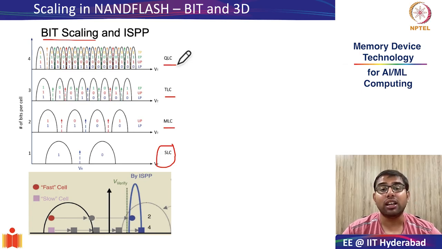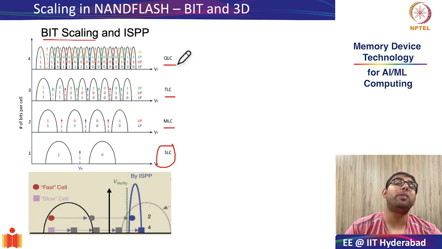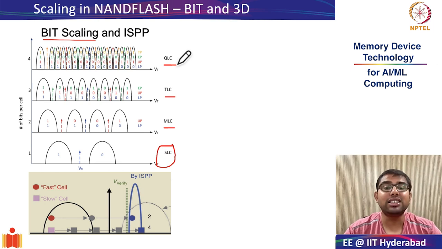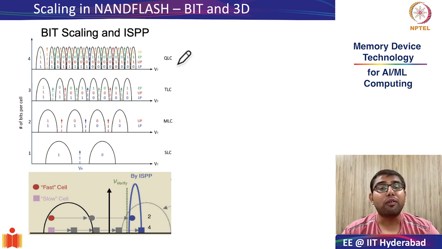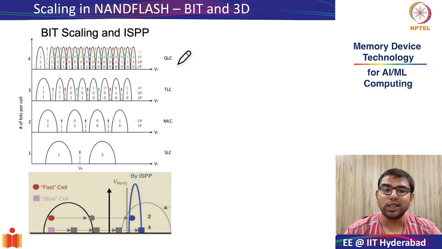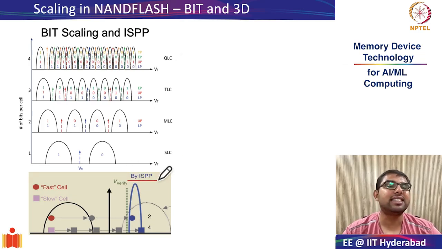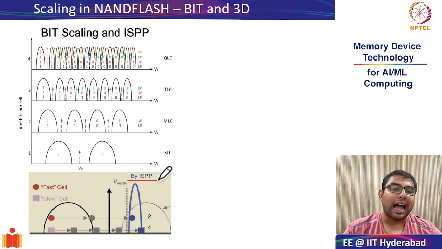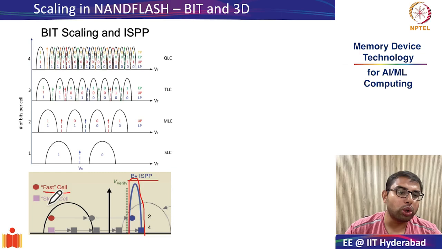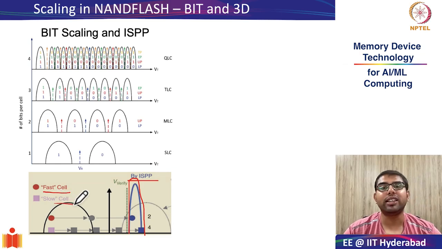Latency for QLC can be as large as 2 milliseconds per page, whereas SLC can be programmed at roughly 10 to 100 microseconds per page. We also saw how, using this very nice scheme of incremental step pulse programming, you are able to have a very tight distribution in VTH for both fast and slow cells without compromising on latency.